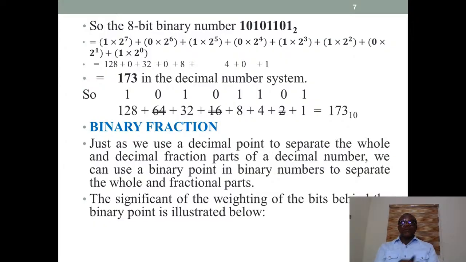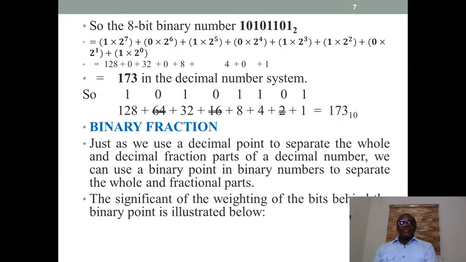128. So if we arrange it like that and see wherever 0 is, we delete the decimal equivalent under it, you will see that you add up the remaining ones, it gives you the equivalent of that binary number in base 10. So you don't need to do any arithmetic or any division or anything. You just have to know that there is a pattern from right to left: 1, 2, 4, 8, 16, 32, 64, 128, 256, and so on.